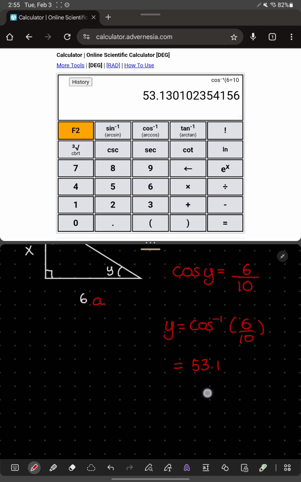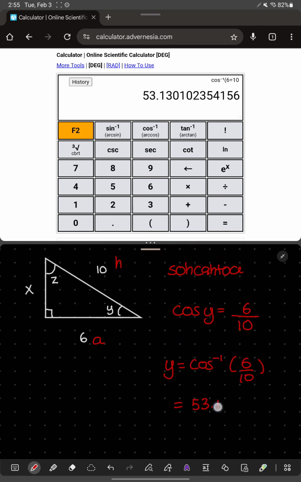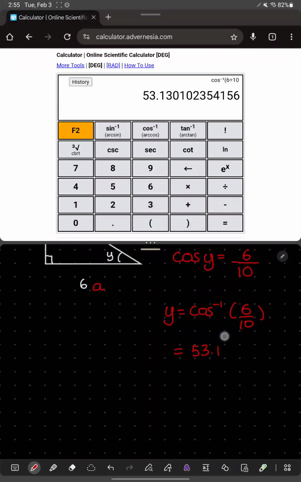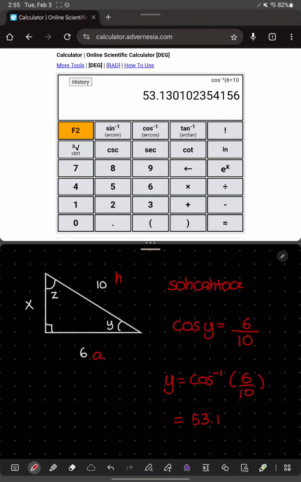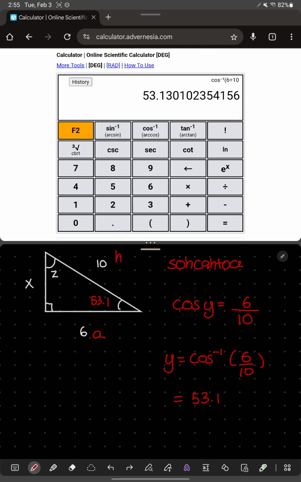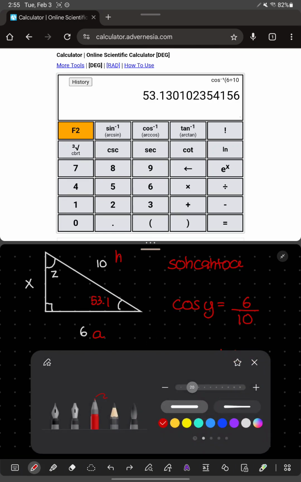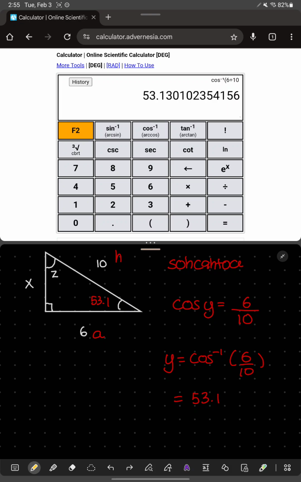Well, that's clearly only y. What I need to do now is to solve for z. So if I have here my angles, if I replace y with 53.1, I have three angles, 90, the 53, and z. If I remember, all these angles must add up to 180. So I can say z plus 53.1 plus 90 equals 180.